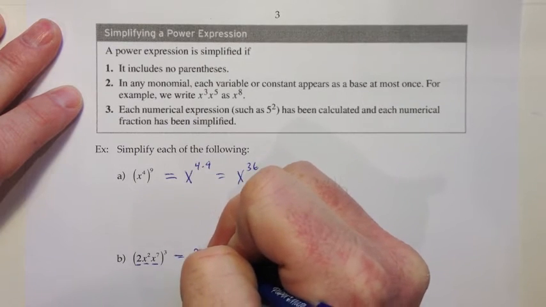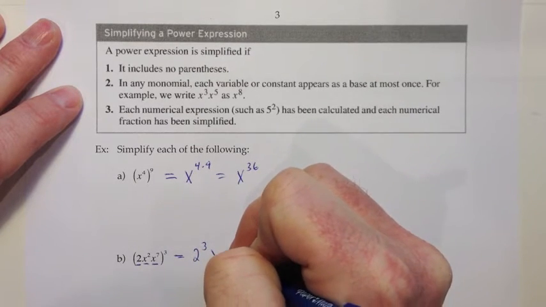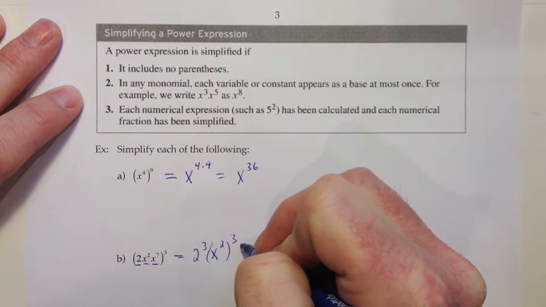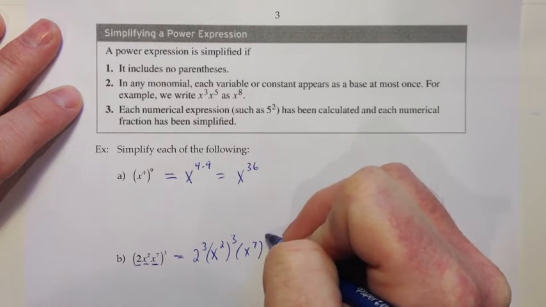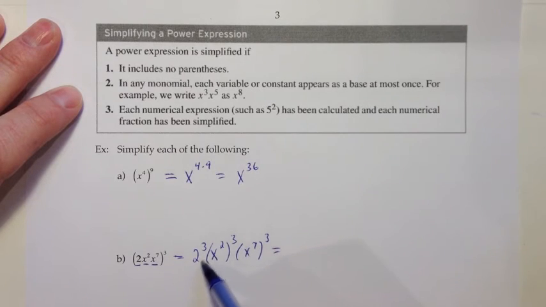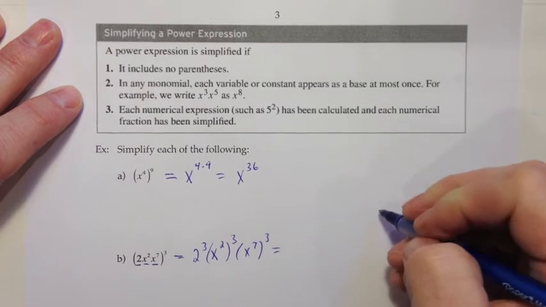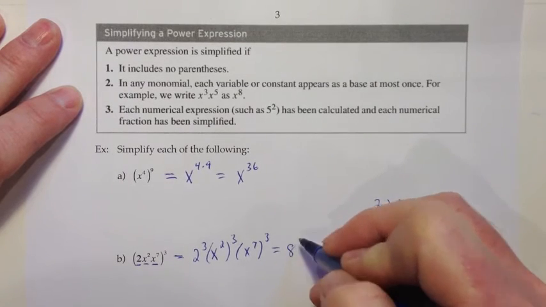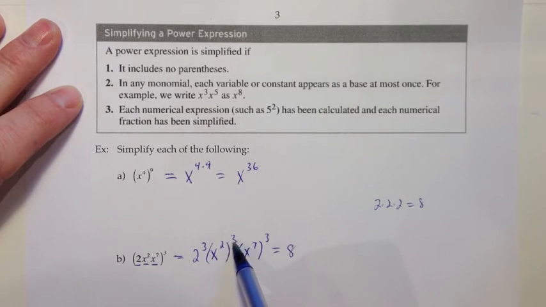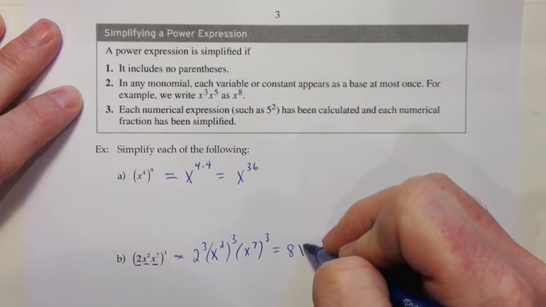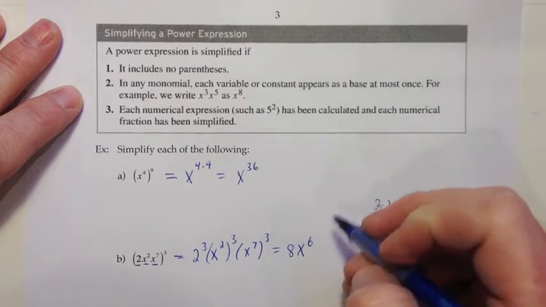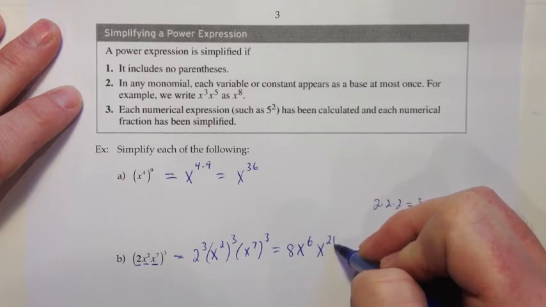So this would be 2 to the third, x squared to the third, and x to the seventh to the third. So 2 to the third we'd want to work out. That's 2 times 2 times 2, which would be 8. So that would be an 8. And then we have x squared to the third, that's power to a power, so that would be x to the sixth. And again, power to a power, so 7 times 3 would be x to the 21.